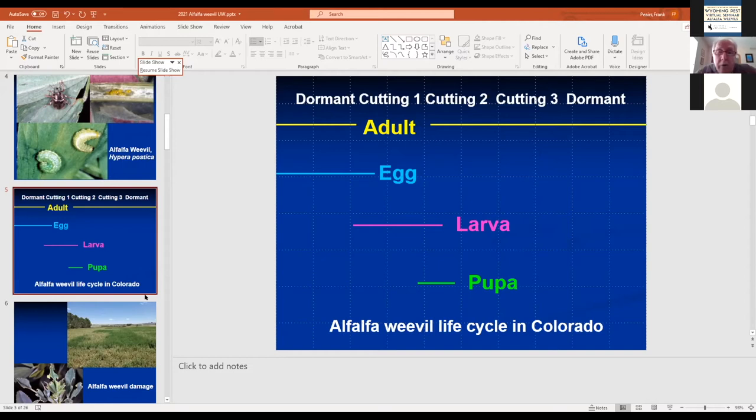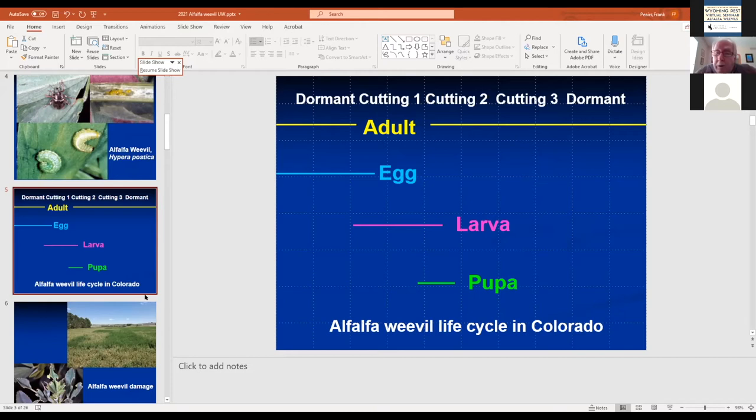The egg stage starts during dormancy and moves into early first cutting. The larval stage is primarily a first cutting stage, but we do have larvae that carry over into the second cutting, depending on egg hatch and also time of cutting. Then I mentioned the pupal stage. One other comment about the adults.